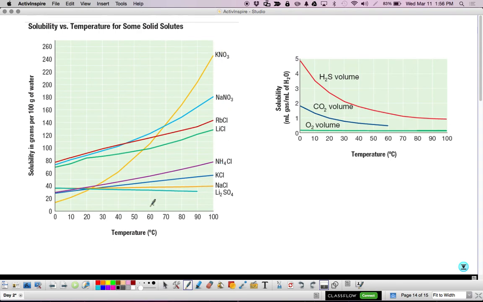As you can see, these are all ionic compounds. Most of them, their solubility increases as temperature increases. Now that makes sense, right? The water has more energy, it's better able to break up the crystal lattice structure, so you should see an increase in solubility. Some of them don't, but don't worry too much about that.